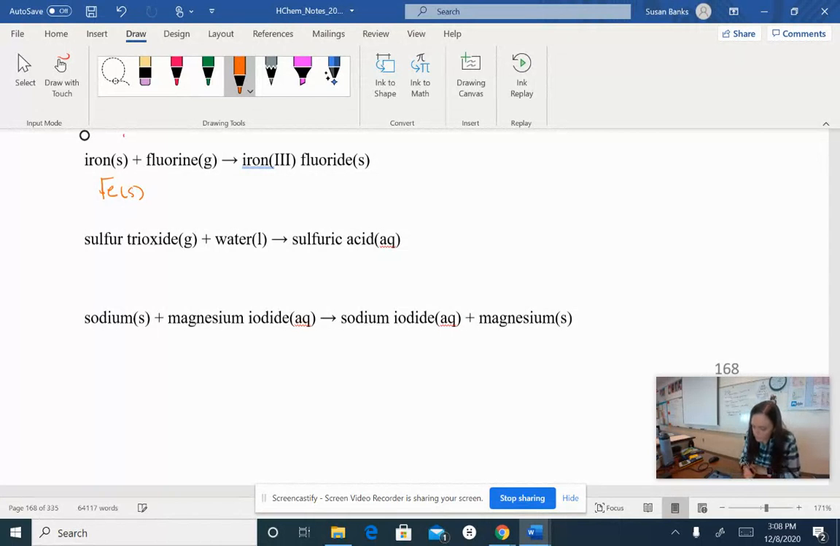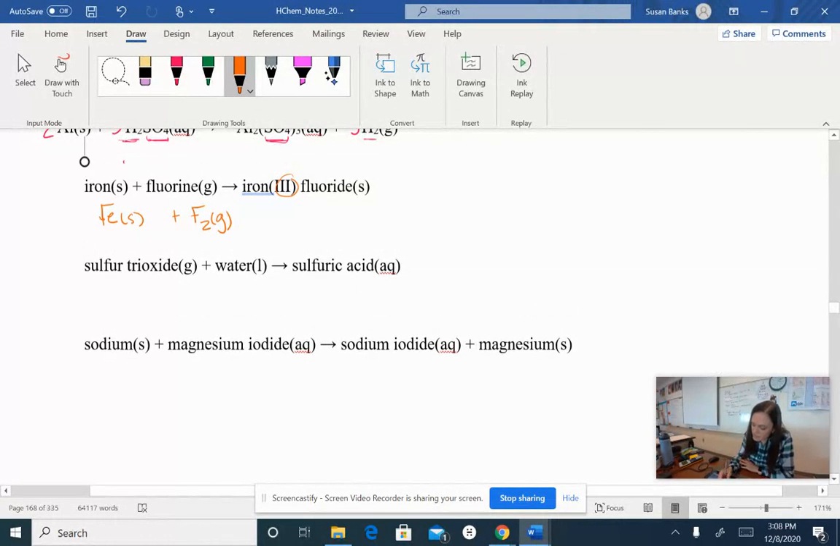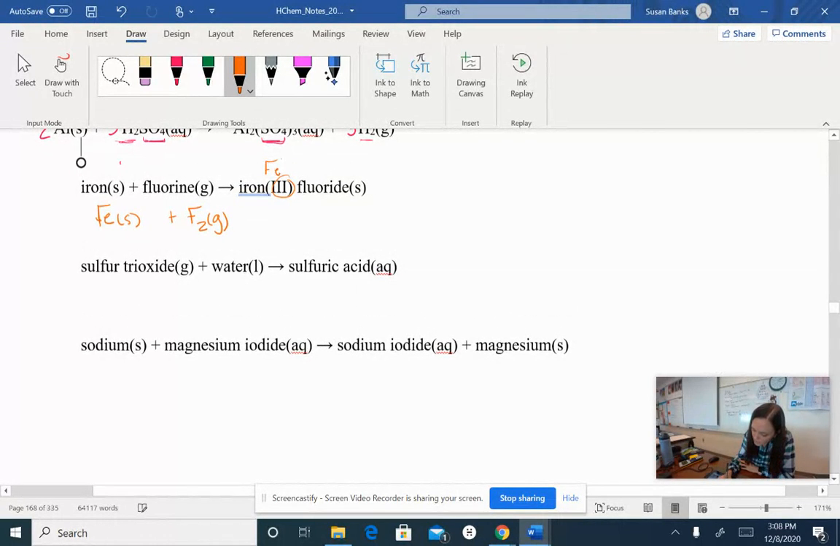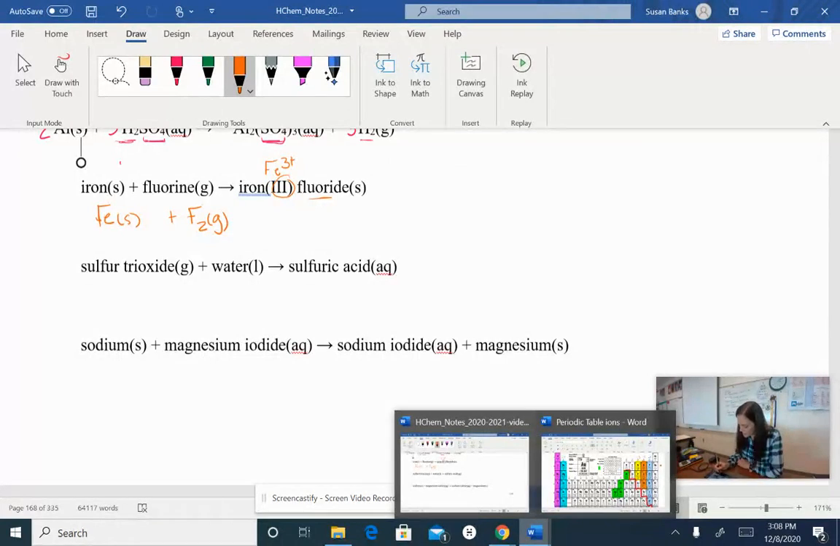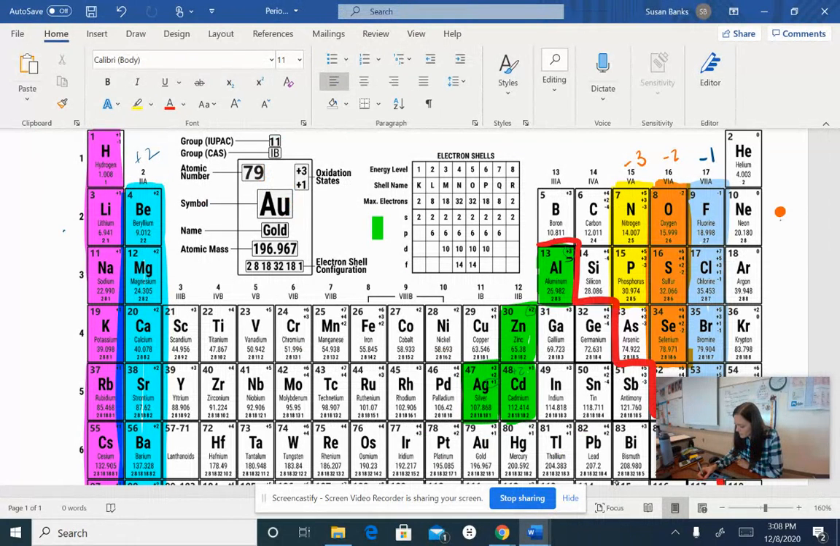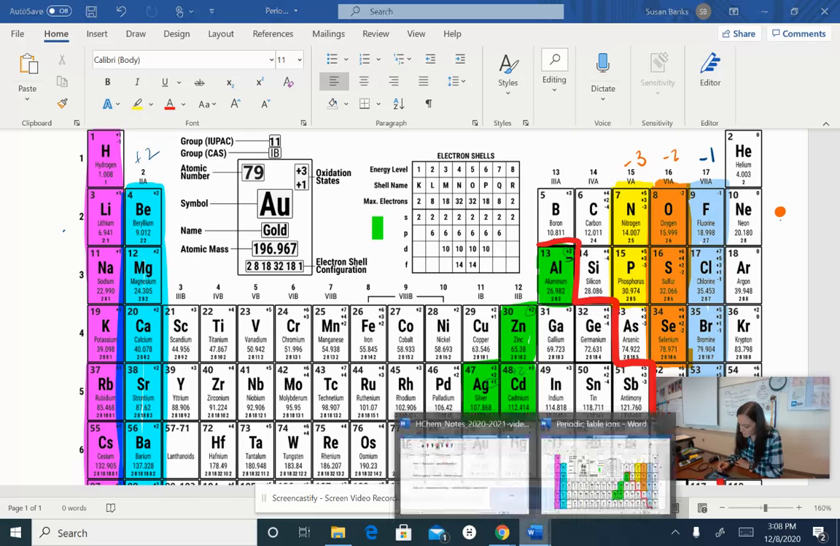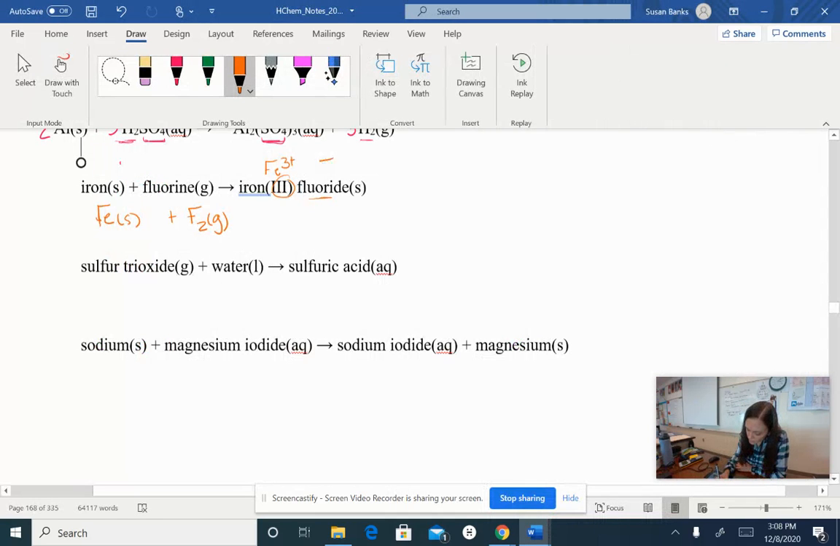And it's a solid. And fluorine gas, remember, fluorine is one of the diatomics, so it comes in groups of 2. What does that 3 tell me about the iron? Did you say it's charged iron plus 3? Yep. Okay, what's the charge on fluorine when it acquires a charge? Do you guys remember? Fluorine is in our -1 column. Okay, so fluorine is -1.